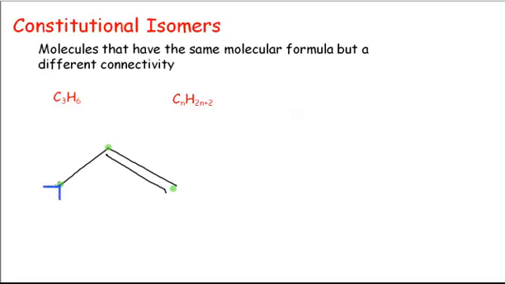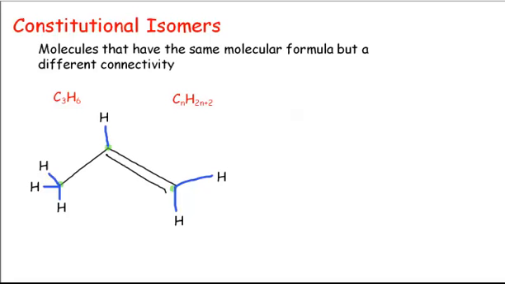1, 2, 3 here. This particular carbon right here is showing 3 bonds, so I know that I'm going to have to add one more. That's going to be a bond to a hydrogen. And this carbon right here is showing 2 bonds, so I know that I'm going to have to add 2 more to satisfy the valence of carbon. So there we are, we have C3H6.